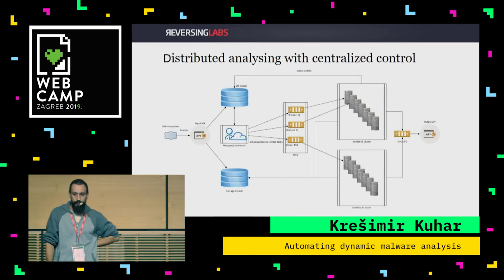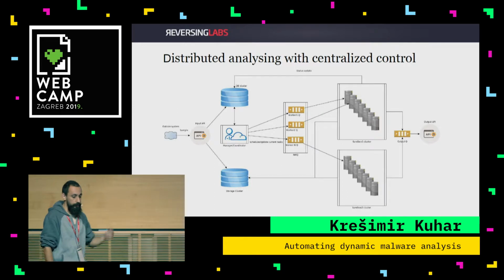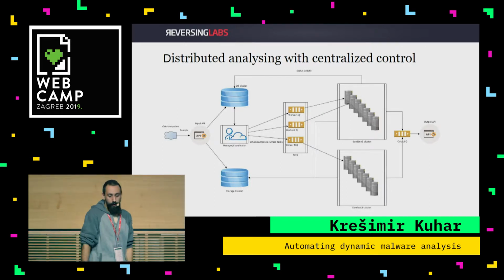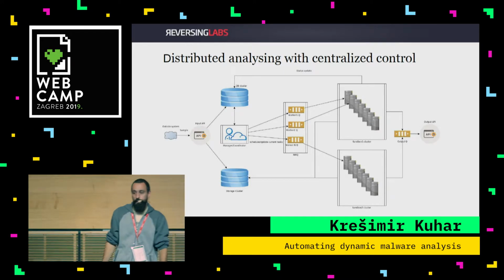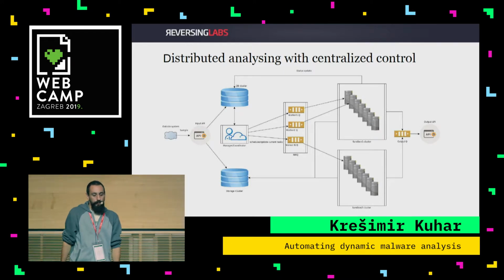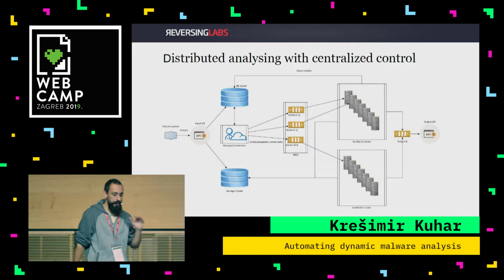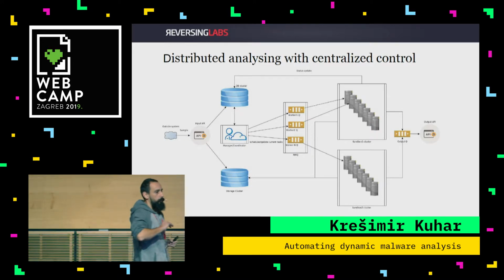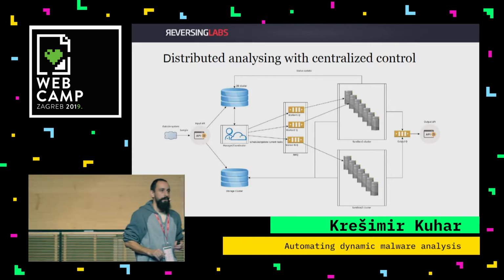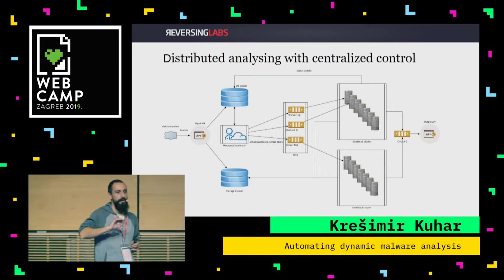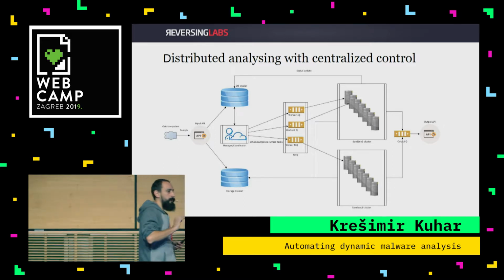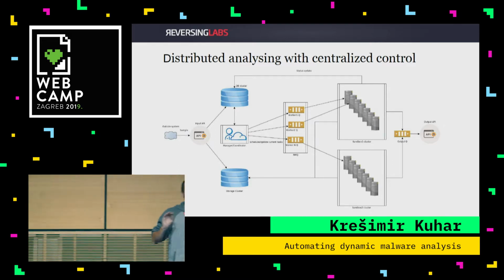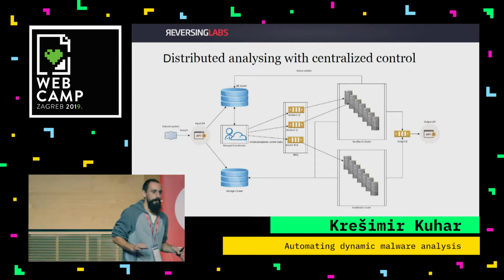So, the first idea that we came up with in Reversing Labs was distributed analyzing with centralized control. So, what does that mean? When you are uploading a sample to the system, you have a centralized manager or coordinator which will be responsible for everything. So he will be responsible to feed the sample to the workers, and he will be responsible for the state of every analysis that is run in the cluster.